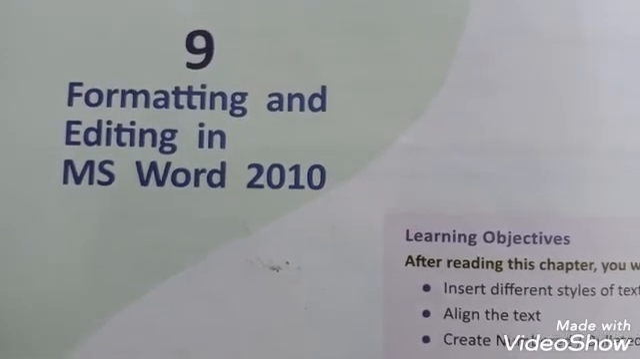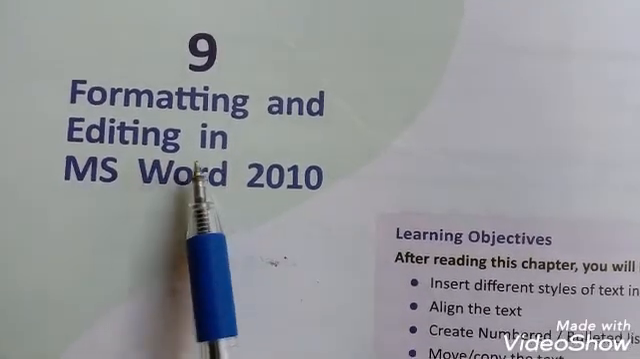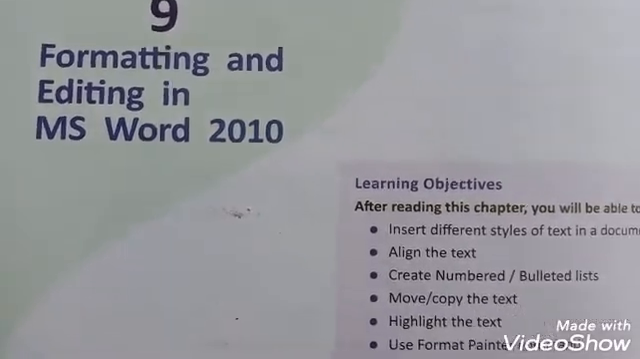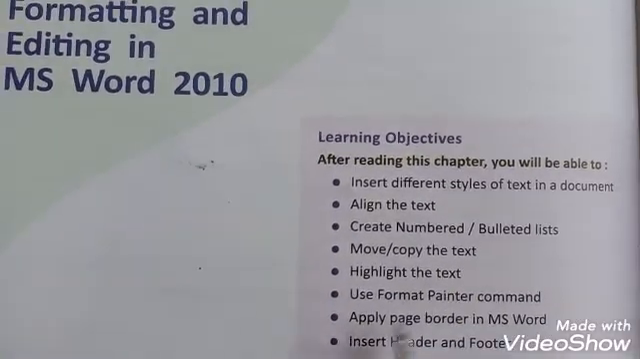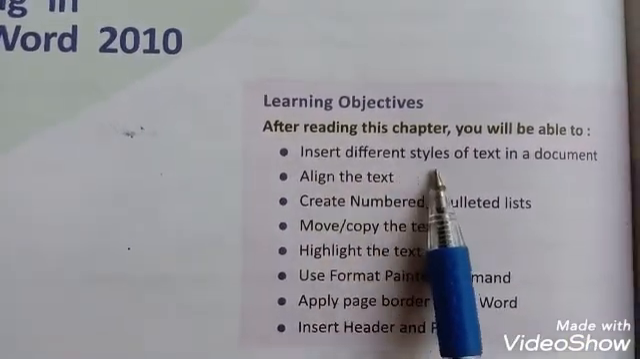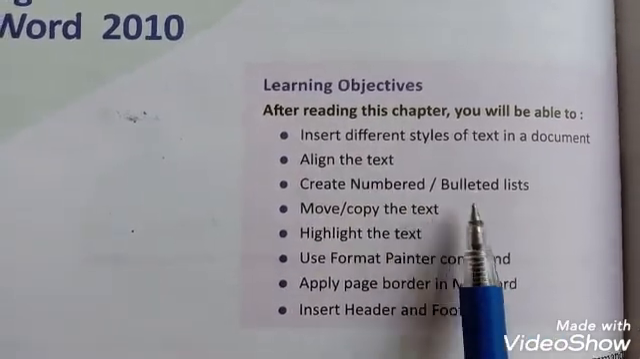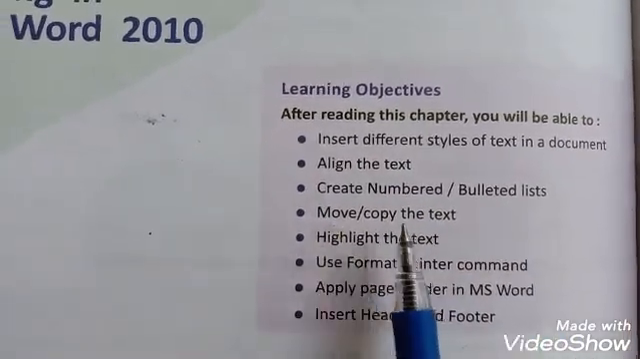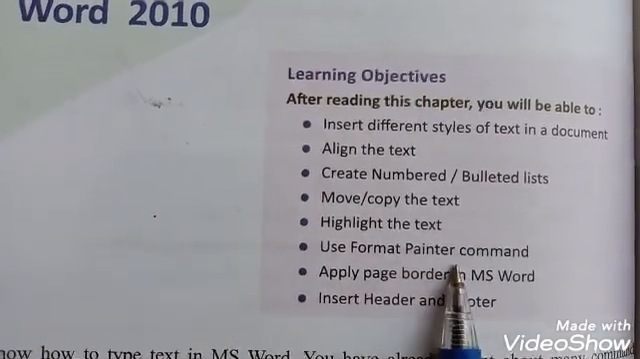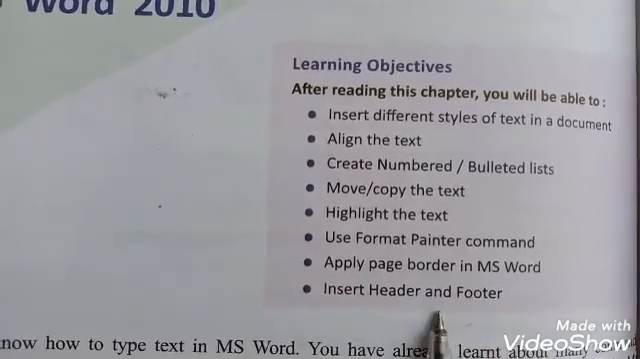Grade 5, now we are going to start chapter number 9, formatting and editing in MS Word 2010. After reading this chapter, students will be able to discuss different points related to MS Word and its formatting and editing. Like this: insert different styles of text in a document, align the text, create numbered and bulleted lists, move and copy the text, highlight the text, use the Format Painter command, apply page border in MS Word, and insert header and footer.